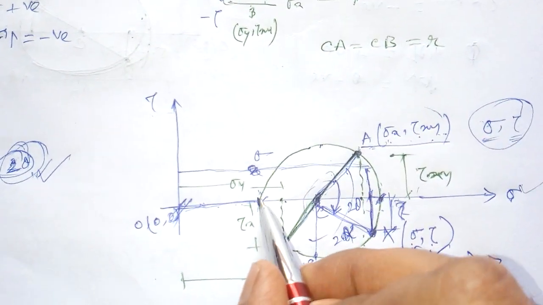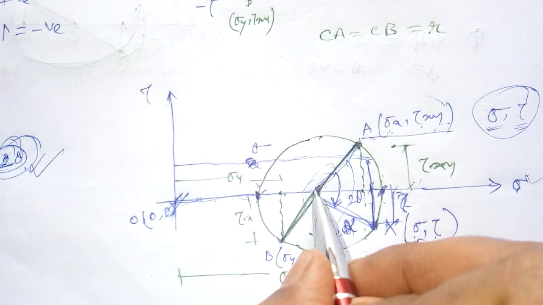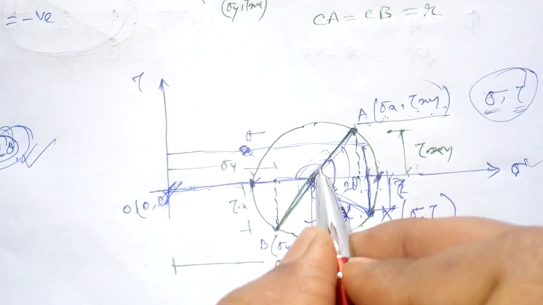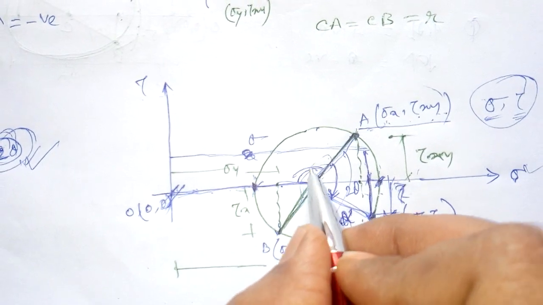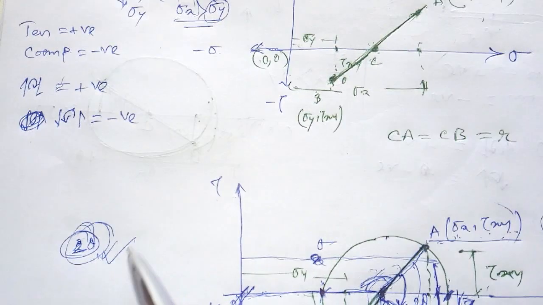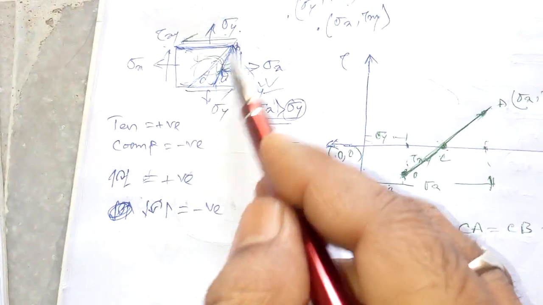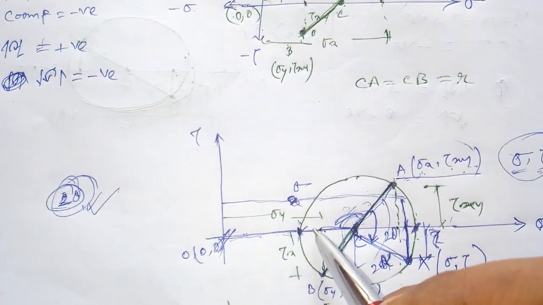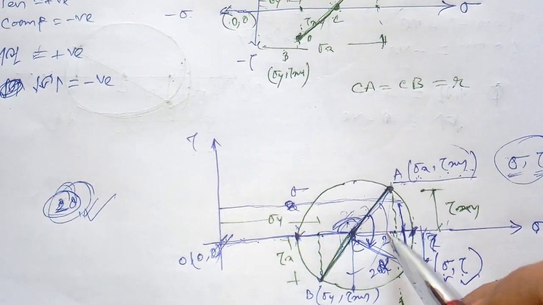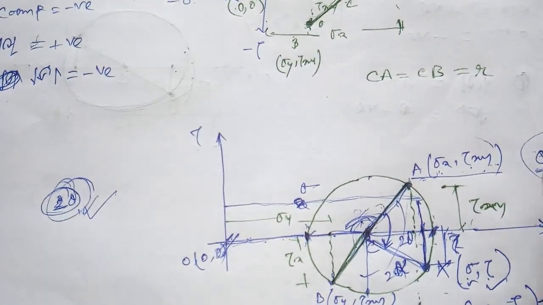Again we can find out the plane, the direction of the major and minor principal stresses, because this will be the minor principal direction. If you take from this reference line, this will be clockwise, whatever angle will be there, and you can take half of this and you can find out in which direction the minor principal is. Similarly you can find out the major principal stress in this direction.